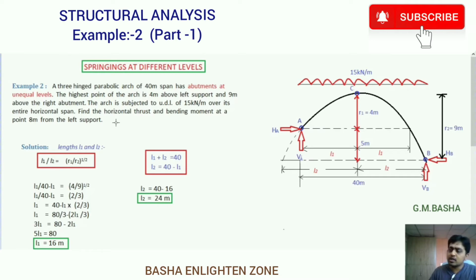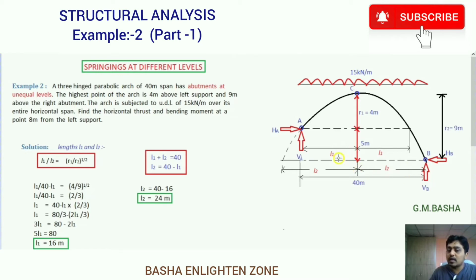So as usual, we are finding all the things: radial shear, normal thrust, all the things we are going to find for this problem also. So first step, the overall length of this span is given as 40 meters. The left part A to C will be L1 and the right part C to B will be L2.